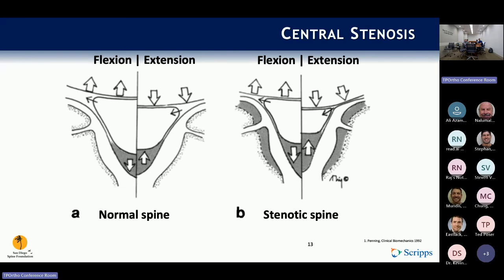Here's just a visualization of that paper, showing the difference in the canal diameters between the normal spine and the stenotic spine with different positions.